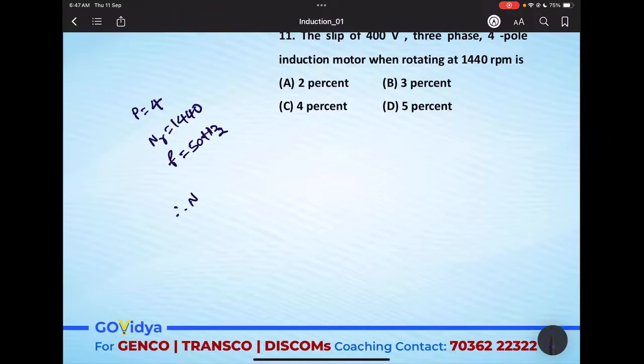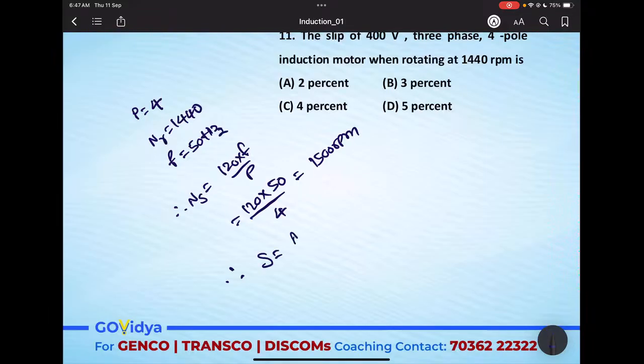Therefore we can calculate Ns is equal to 120 into f by P. 120 into f, where f is 50 Hz and P is 4. From this we can get Ns as 1500 rpm. What is the formula for slip? Slip is given as Ns minus Nr by Ns. We got Ns from the calculation as 1500. The given data for Nr is 1440.